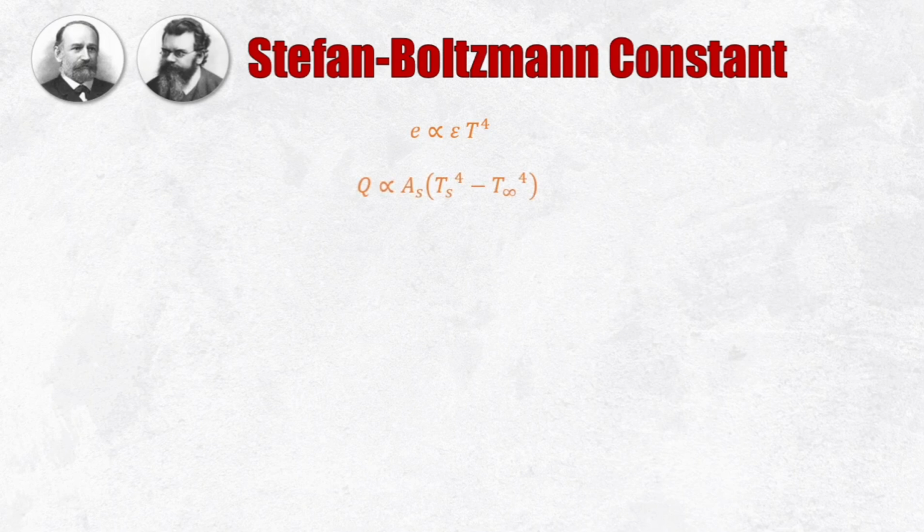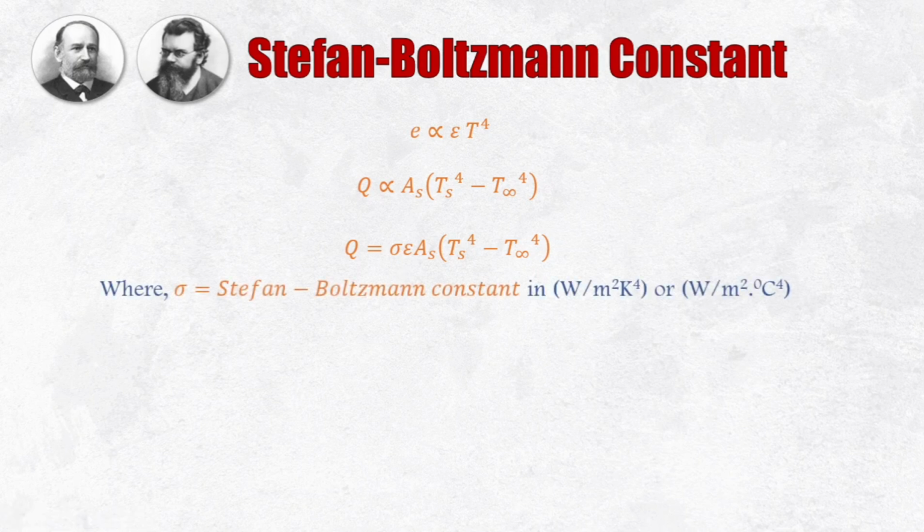This same law can be written as Q is directly proportional to As into Ts to the power 4 minus T infinity to the power 4, where Ts is the surface temperature, T infinity is the surrounding temperature, As is the surface area, and Q is the rate of heat transfer by radiation. If we remove the proportionality sign, we need to add one constant in this equation, and this constant sigma is known as the Stefan Boltzmann constant. The unit for this constant is watt per meter square Kelvin to the power 4. The value of the Stefan Boltzmann constant is fixed, and it is 5.67 into 10 to the power minus 8 watt per meter square Kelvin to the power 4.